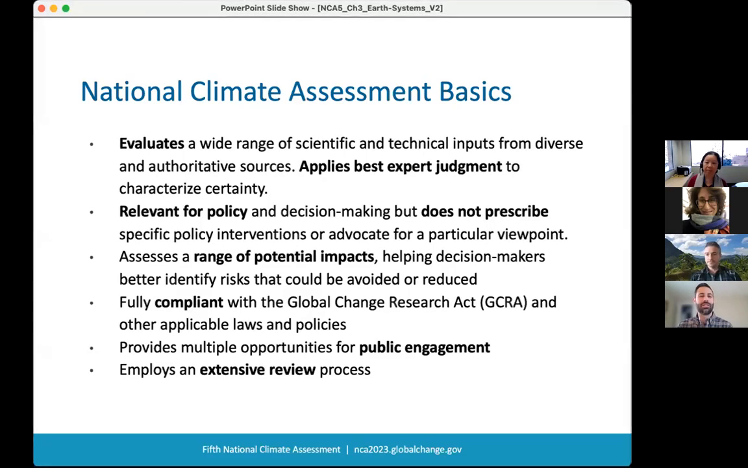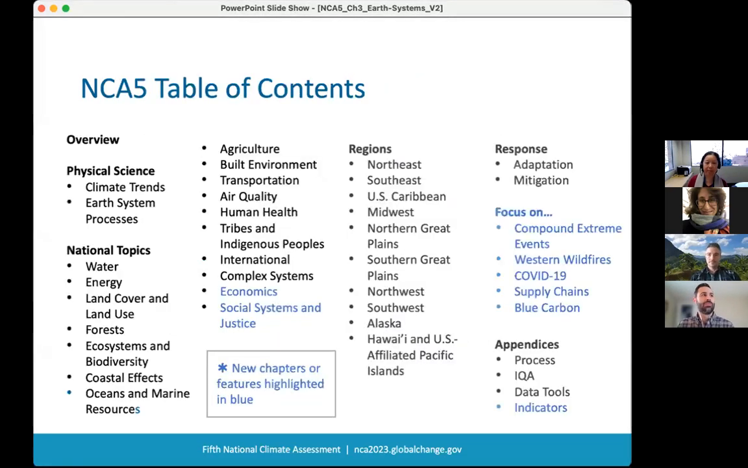All right, next slide, please. Now we're going to take a look here at the NCA5 table of contents. Like previous NCAs, NCA5 covers national level topics, regions, and response actions. The report opens with an overview and is followed by 2 chapters, including this one, dedicated to the physical science of climate change. Then there are the national topic chapters, the 10 regional chapters, and 2 response chapters, although response actions are also discussed throughout the report.